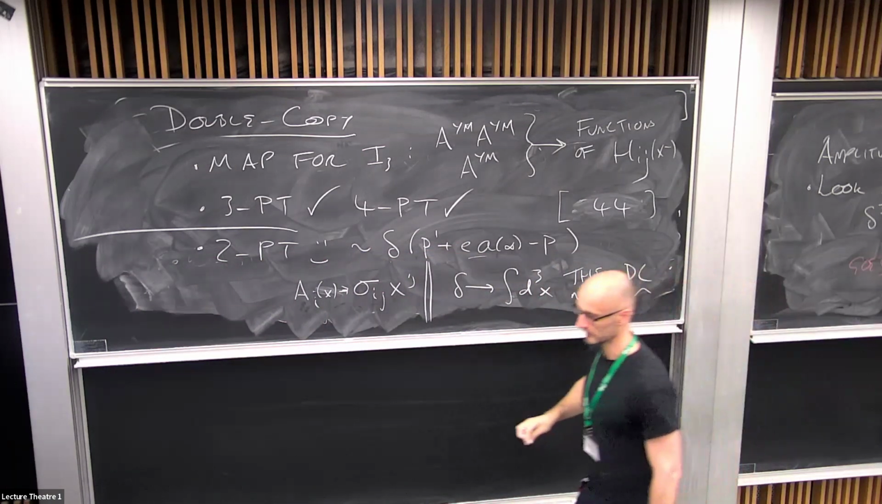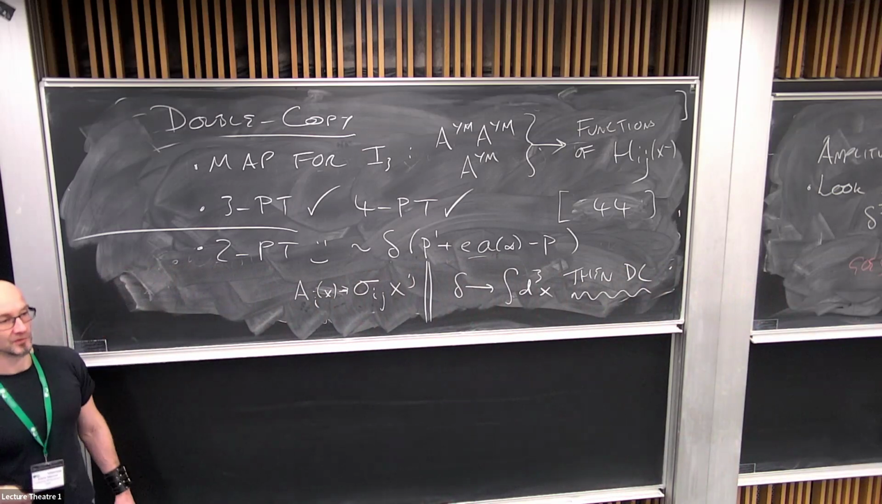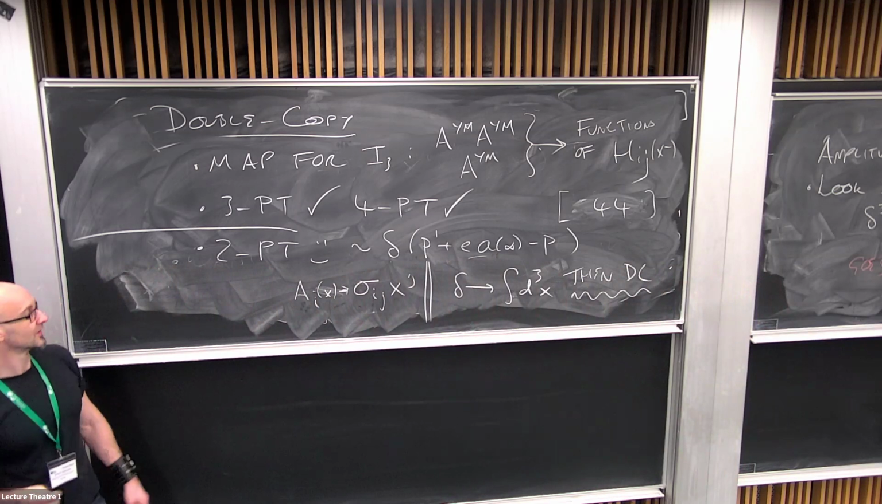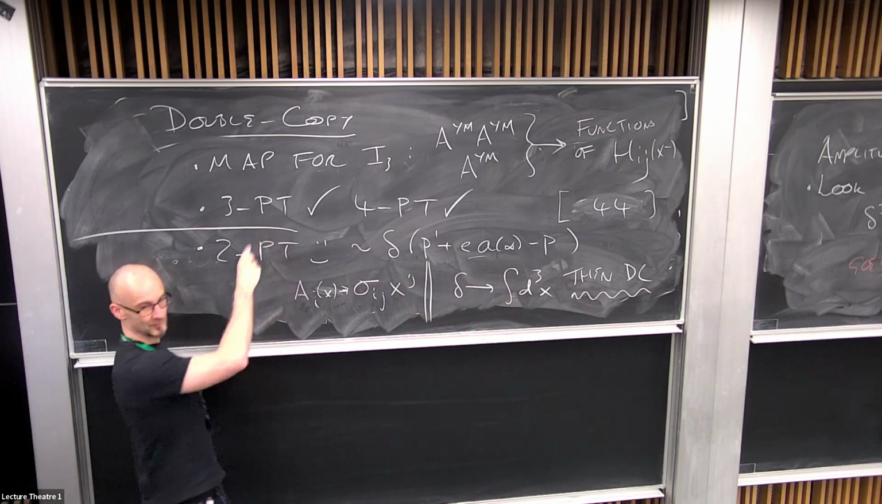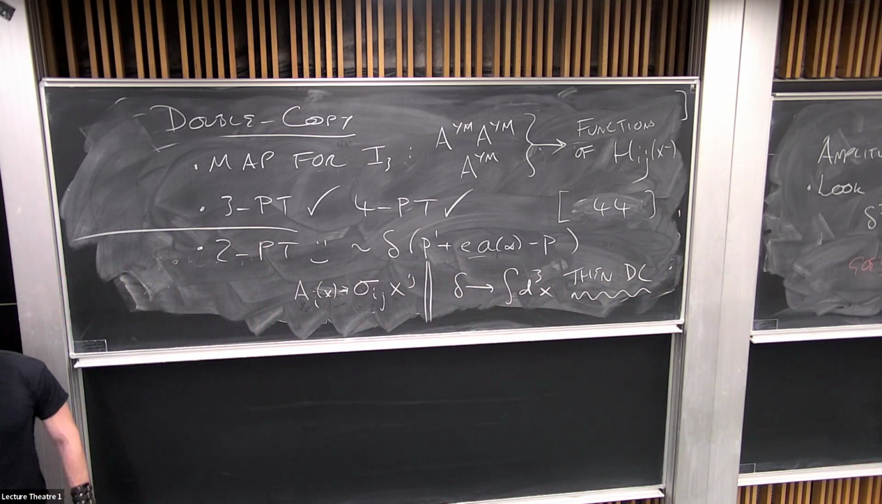So once again, this double copy map is working at the level of the integrand, right? Very much in position space, not in momentum space. So 2 points works, 3 point works, 4 point works. Okay. Questions on that bit?